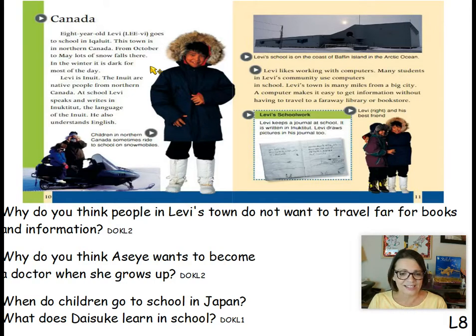Our last questions say, when do children go to school in Japan? So we might have to go back and look in our text to find the answer. Remember, you can always stop this video and watch it again if you need to go back to find your answers. And it also says, what does Daisuke learn in school?